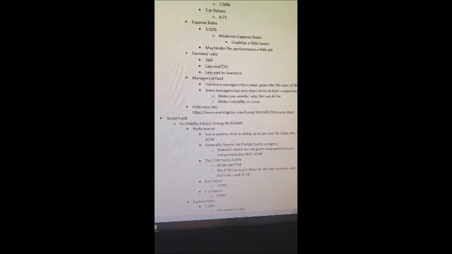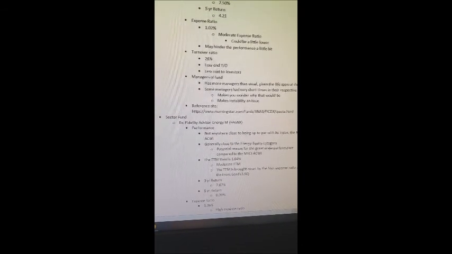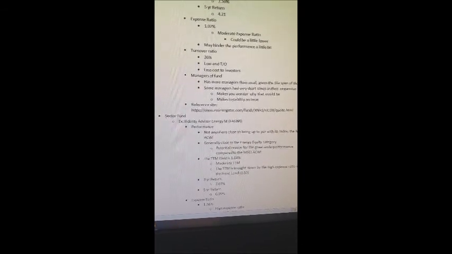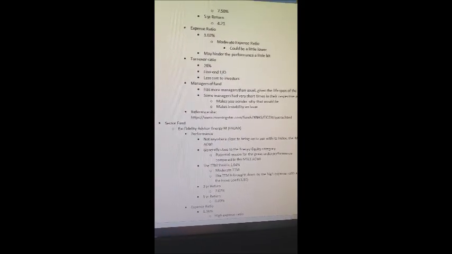The managers of this fund have been more than usual, given the lifespan. Some managers have had very short times in their respective position. That kind of makes you wonder why that would be.